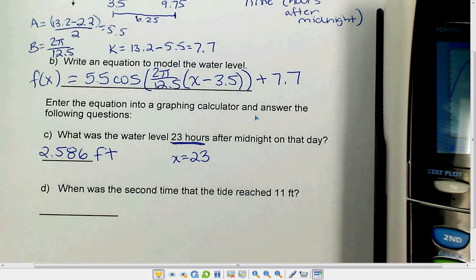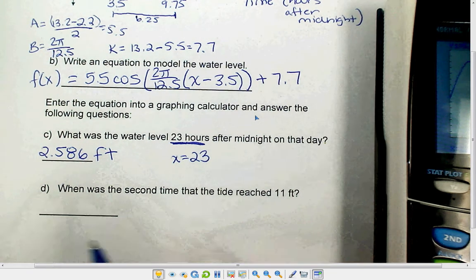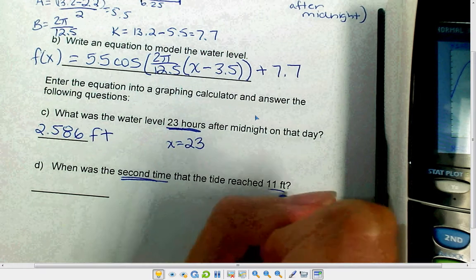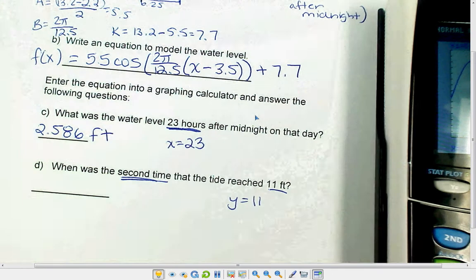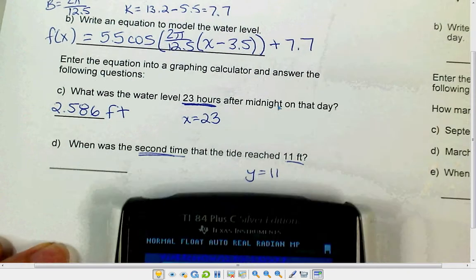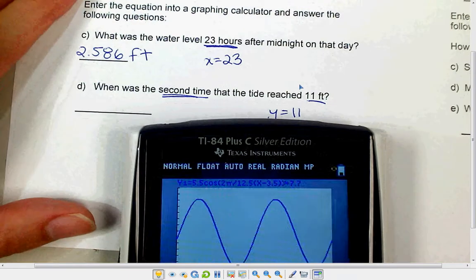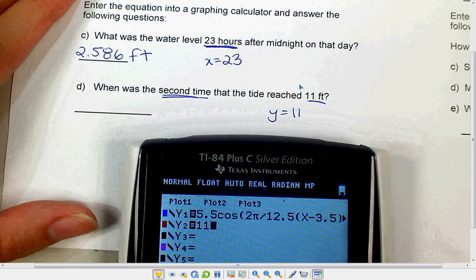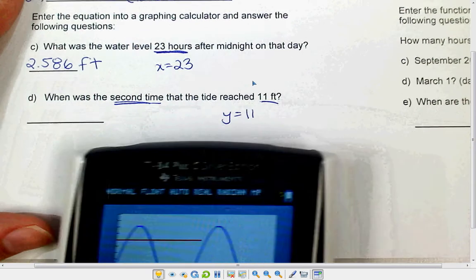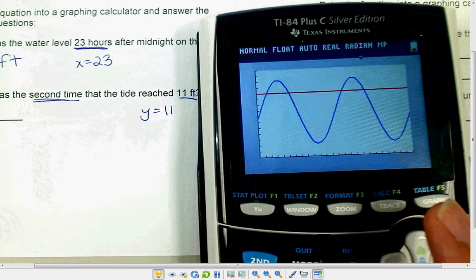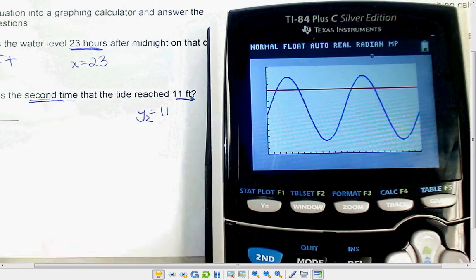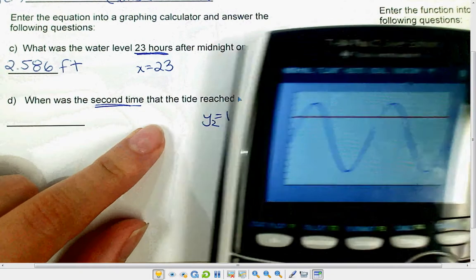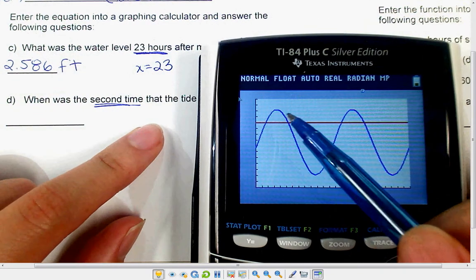Okay, so for part D, the question asks, when was the second time that the tide reached 11 feet? So this is not asking you about your y value. So we're looking for when y is 11. So to figure out when y is 11, we're going to have to go back into our y equals and type in 11 for our y2. So once you have y2 equals 11, we're going to graph that. And now there should be a line drawn through your graph. We're looking for the second time that the tide reached 11. So not this first one, but the second one.